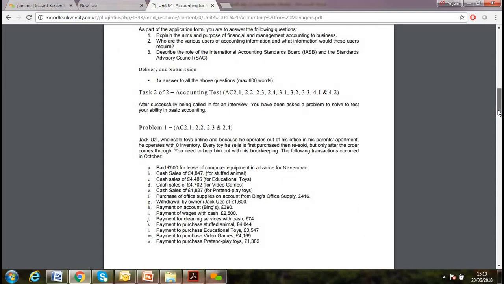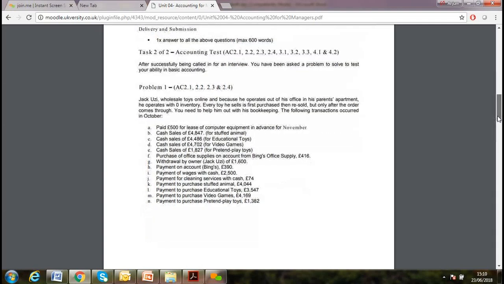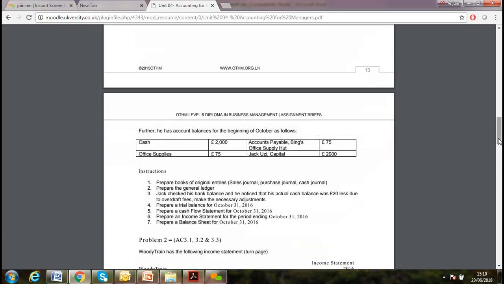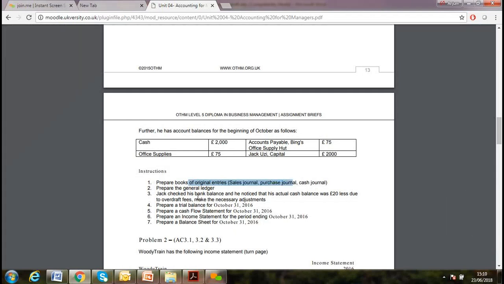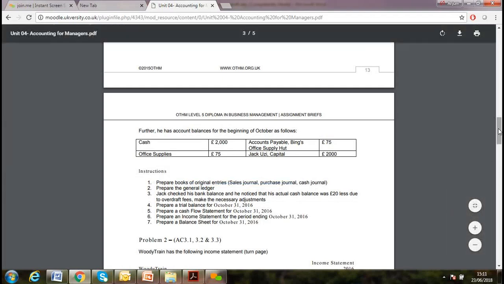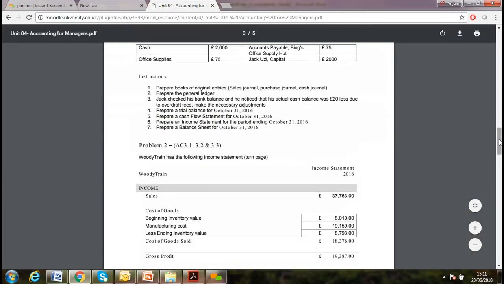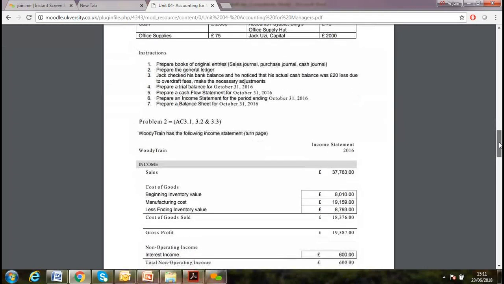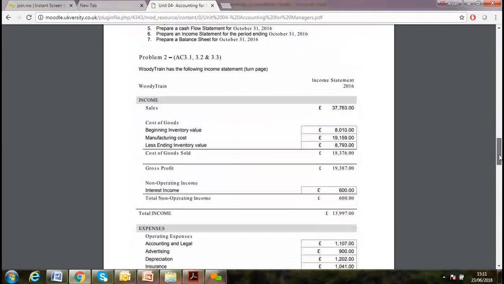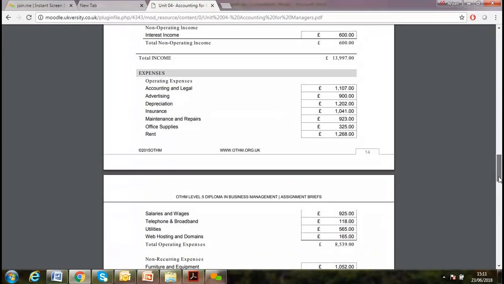Okay, the following transactions, wholesale toys. Okay, no problem, we'll go through these tomorrow. Brilliant, that's fine. We'll prepare the journal entries, the original entries in the purchase and sales ledger, cash journal, and prepare the journal ledgers, which we'll all go through tomorrow. So, problem 2. Okay, now we'll go through problem 2. Turn the page. Okay, that's fine.